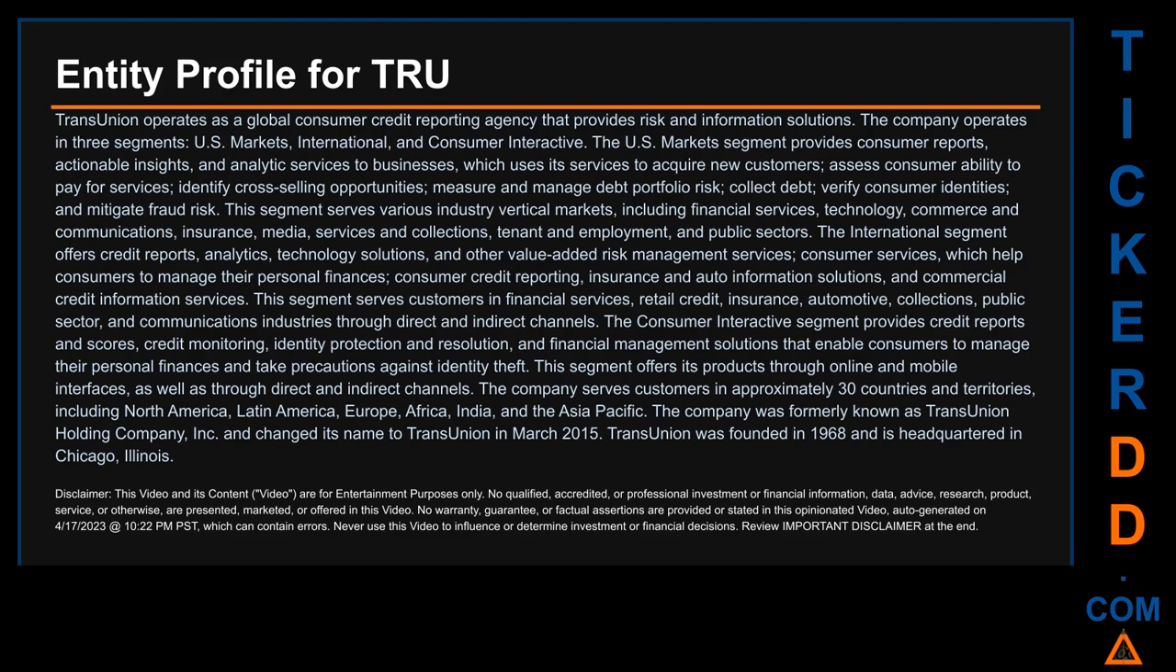The company serves customers in approximately 30 countries and territories, including North America, Latin America, Europe, Africa, India, and the Asia Pacific. The company was formerly known as TransUnion Holding Company, Inc. and changed its name to TransUnion in March 2015. TransUnion was founded in 1968 and is headquartered in Chicago, Illinois.